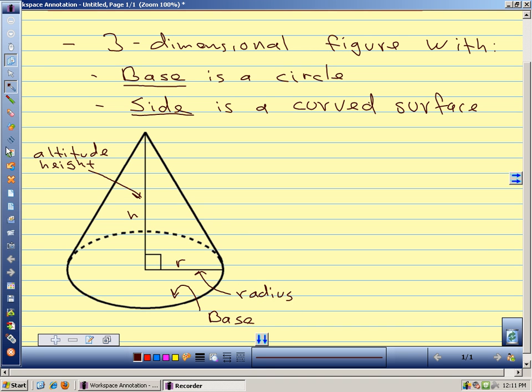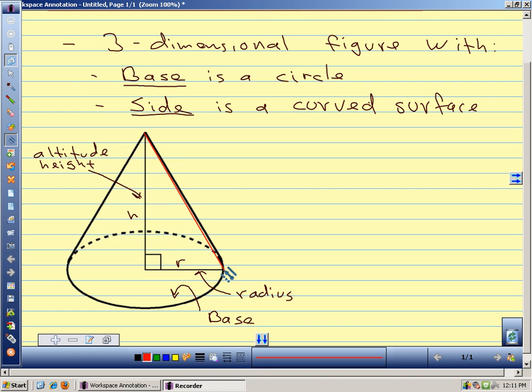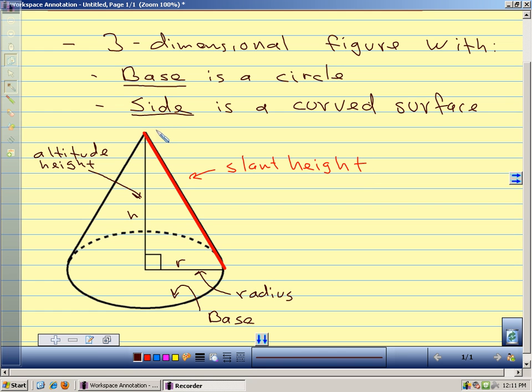And I'm going to draw in a red segment here, and I'll make it a little thicker, along the side. And this is our slant height. And right up here at the top is the vertex. So these are parts of our cone.